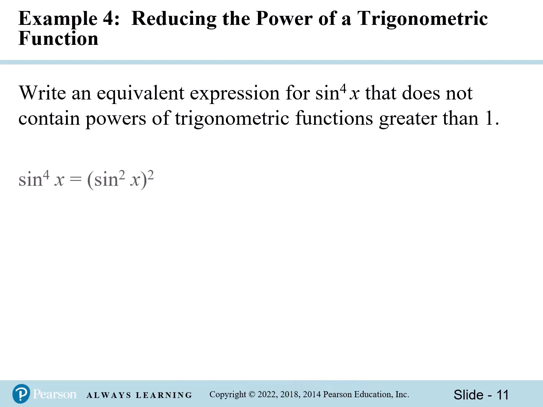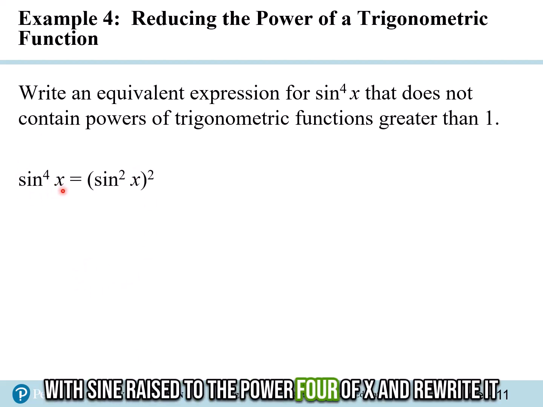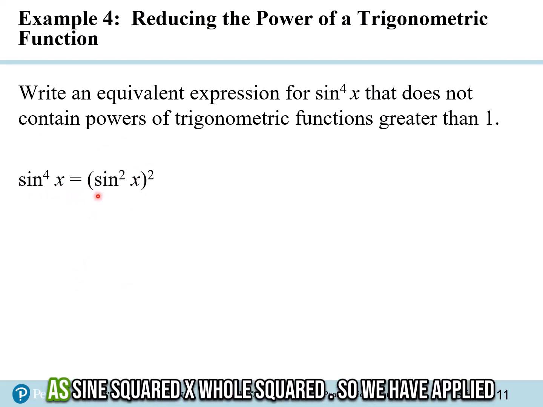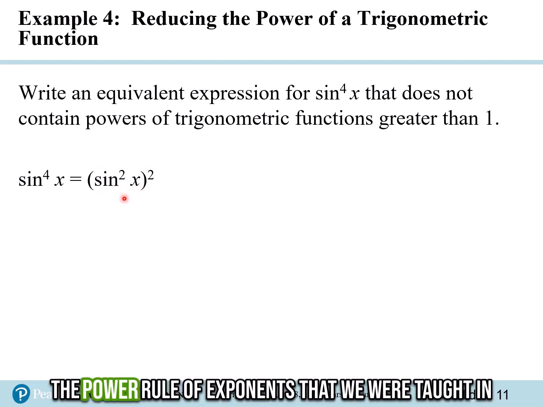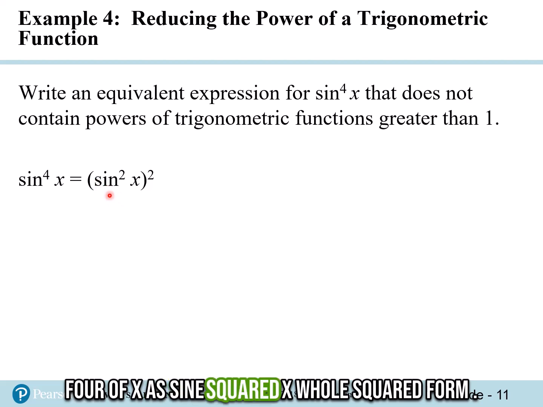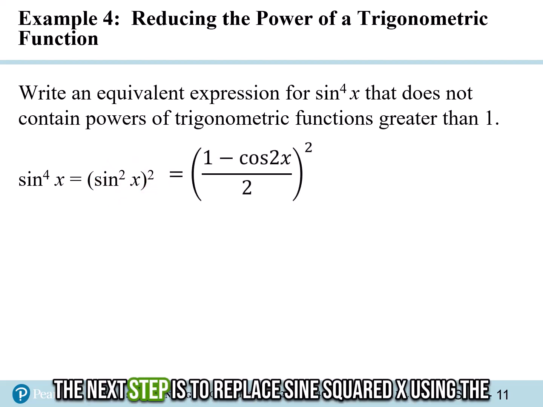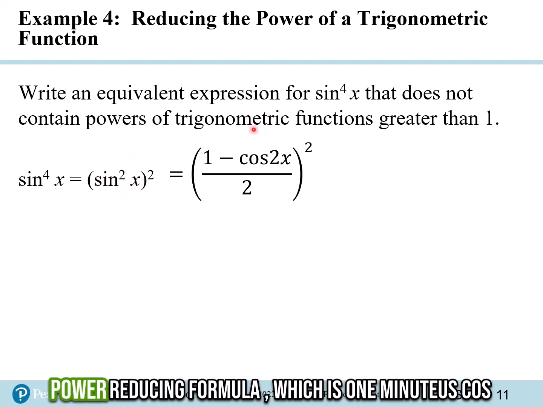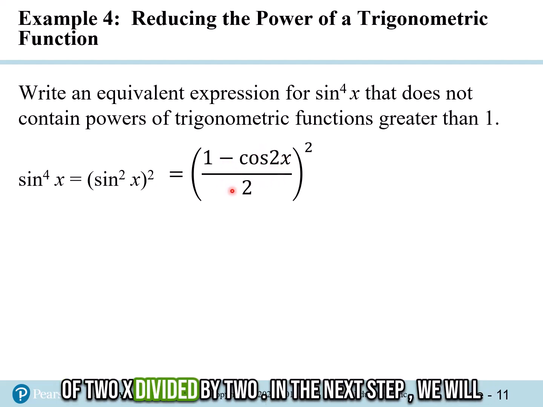We start with sine raised to the power 4 of x and rewrite it as sine squared x whole squared. So we have applied the power rule of exponents that we were taught in algebra, and we rewrote sine raised to the power 4 of x as sine squared x whole squared form. And then the next step is to replace sine squared x using the power reducing formula, which is 1 minus cos of 2x divided by 2.